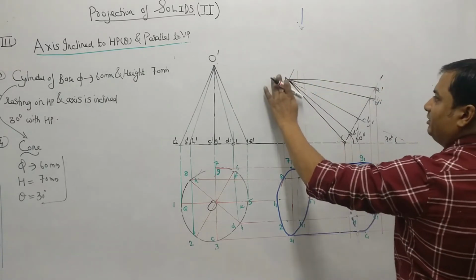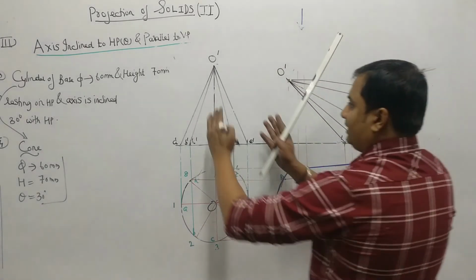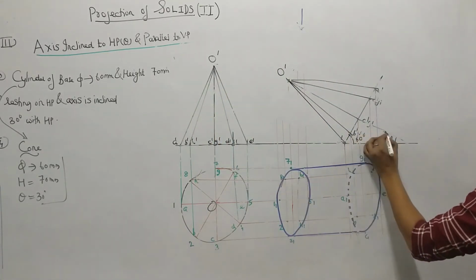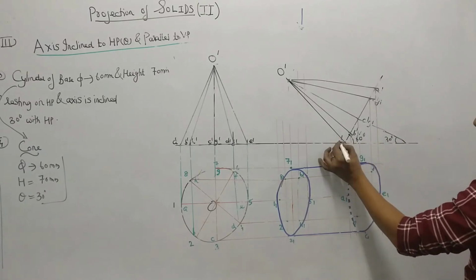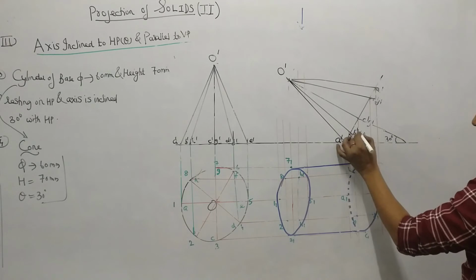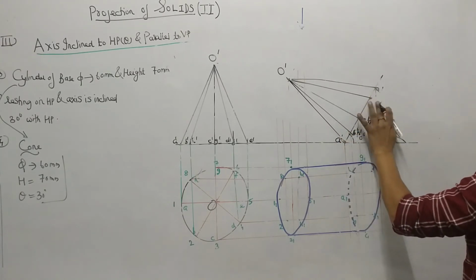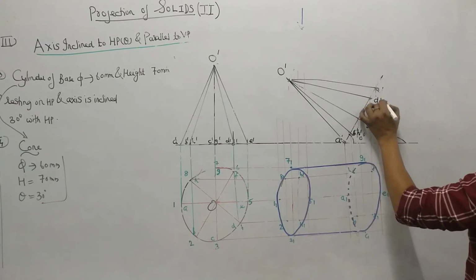Okay, so this will be my vertex O-dash. What I have done is make it inclined such that this axis is now 30 degrees. So this is my A dash, this is my B dash and H dash, C dash, G dash, this is D dash, F dash and this is E dash.